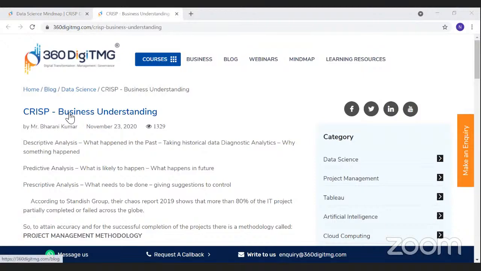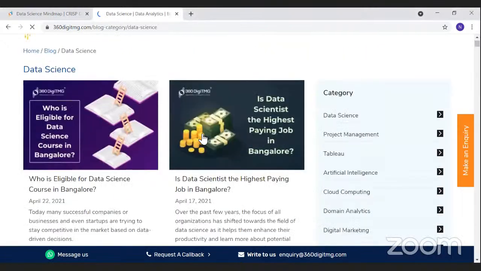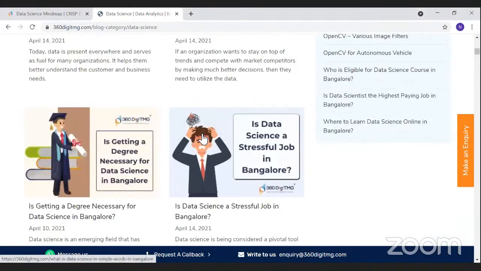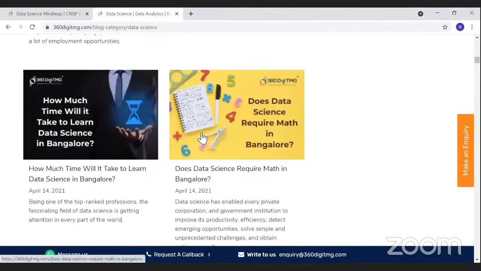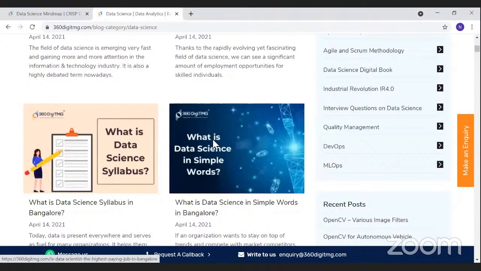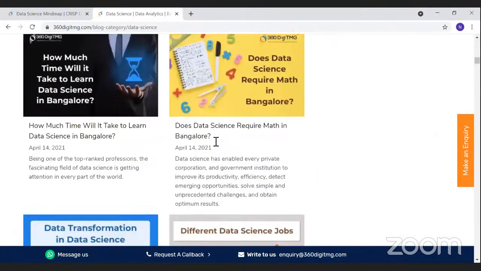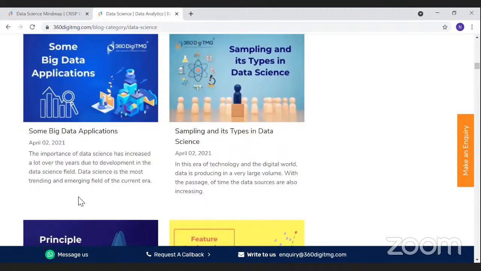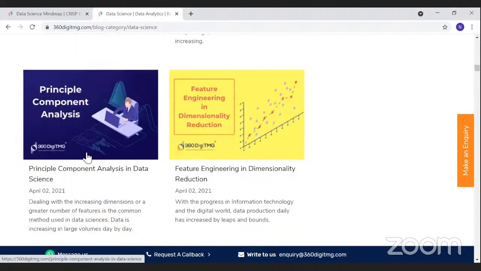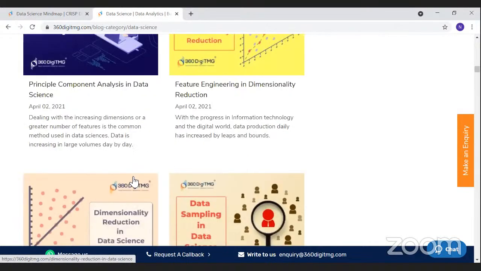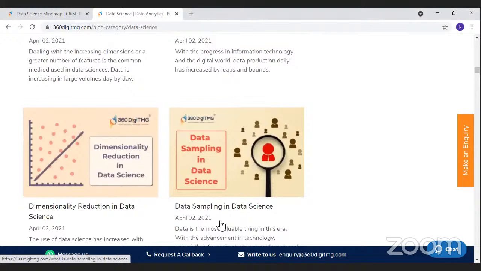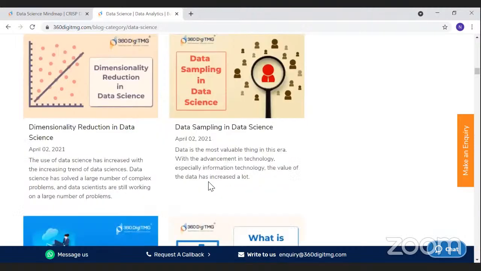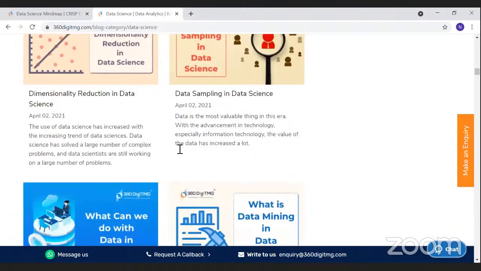Within that, you can have a data science blog. There are some generic things, but there are some other things also, other blogs, specific blogs. For instance, data transformation and data science, then principal component analysis and data science, feature engineering and dimension reduction. So there are various things that we have. Data sampling is another very important aspect that you may want to check out.